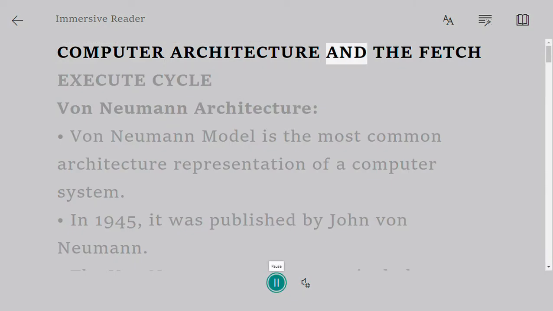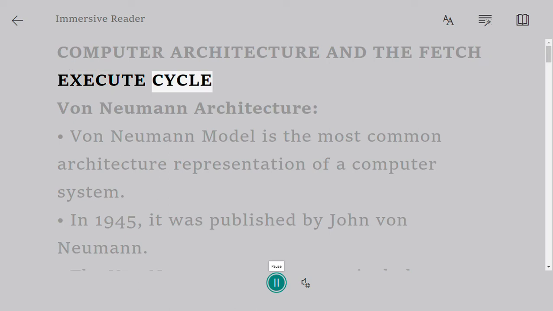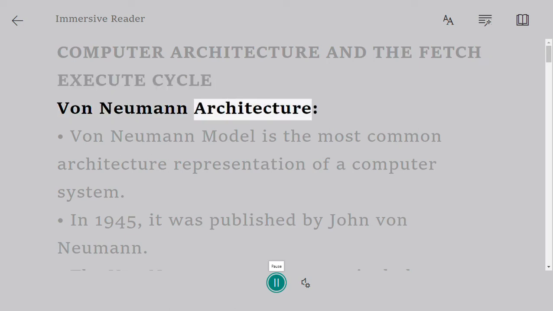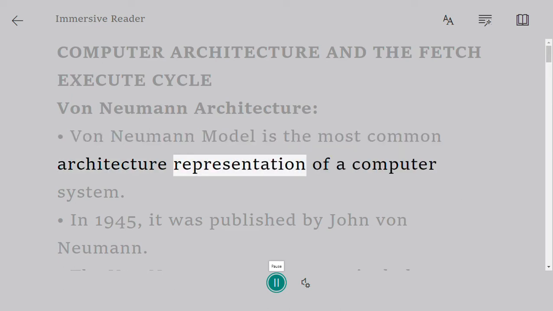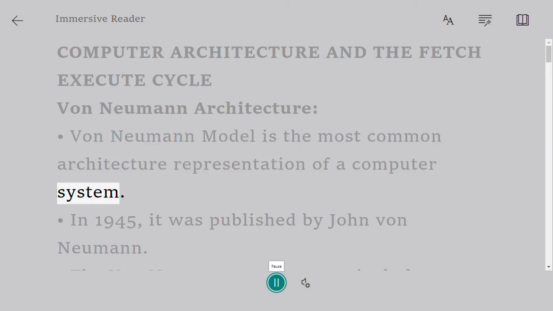Computer Architecture and the Fetch-Execute Cycle. Von Neumann Architecture. The Von Neumann model is the most common architecture representation of a computer system. It was published by John von Neumann in 1945.